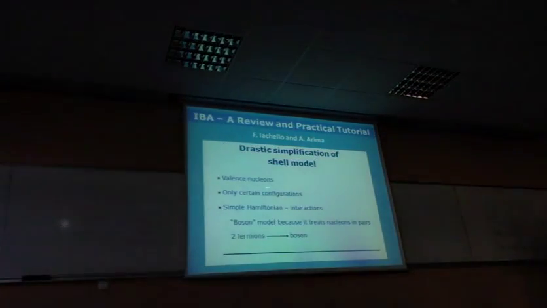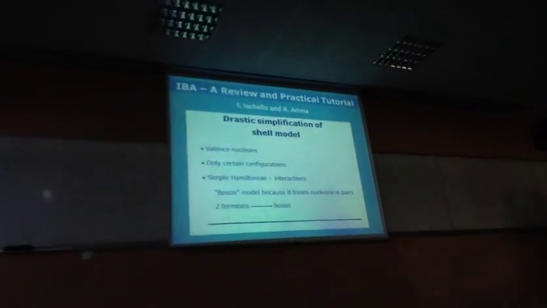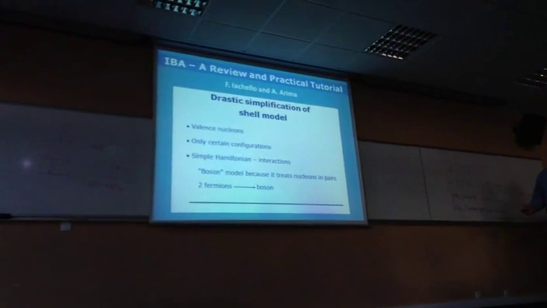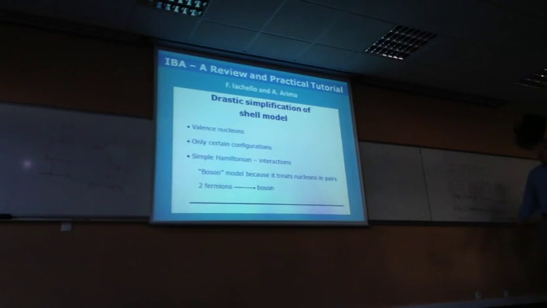It deals only with valence nucleons, only with certain configurations, and has a simple Hamiltonian. It's a boson model because it treats nucleons in pairs, two fermions approximately combined to make a boson.